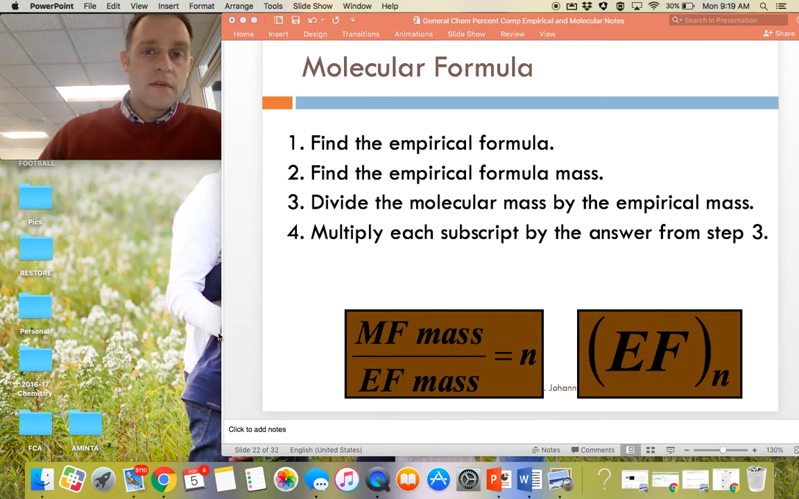Step 1, find the empirical formula. Step 2, find the empirical formula mass. Step 3, divide the molecular mass by the empirical mass. Step 4, multiply each subscript by the answer from step 3. You can write those down.